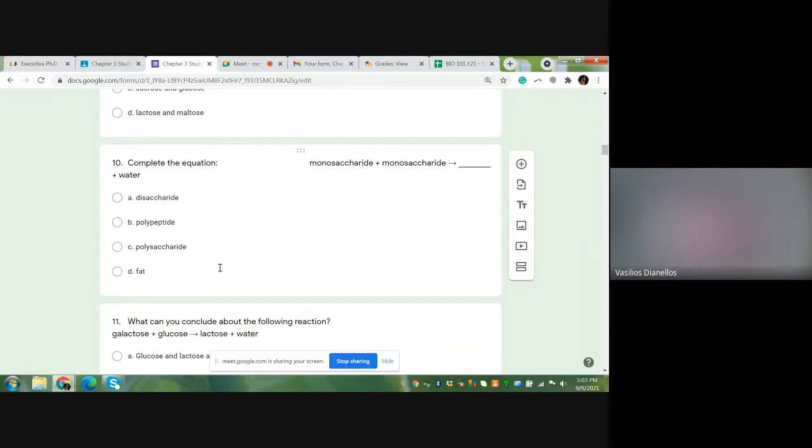Number 10, we might have. The idea here is mono plus mono. 1 plus 1 equals what? 2. Therefore, the answer is A, disaccharide. Any questions about number 10?